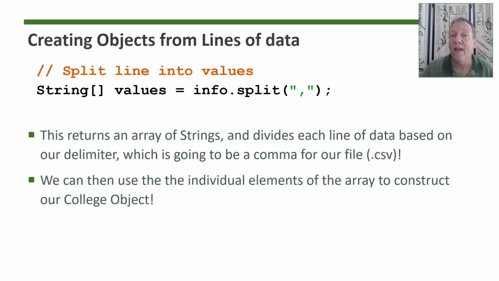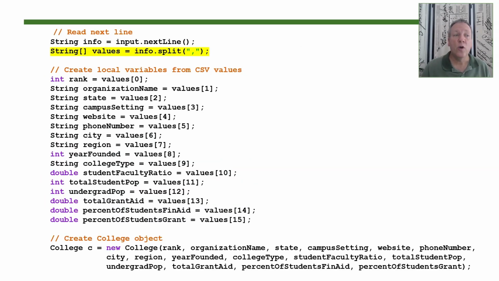So as we read each line of data, we used the method split on our string info to take each line of data and convert it into an array of strings called values, which it does. So here you'll recall the code where we have String array values is equal to info.split, and I sent it a comma. So each line of data was now broken up into an array of strings. There are 16 strings in that array, and I've stored the results of that in my string called values.